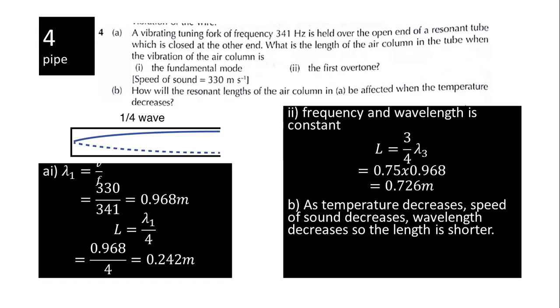Can or not? Can. Right? We are basically using temperature decreases, speed decreases. Right? Speed decreases, wavelength decreases. That's all. They're just using this formula to read. And then the length becomes shorter. This length becomes shorter.